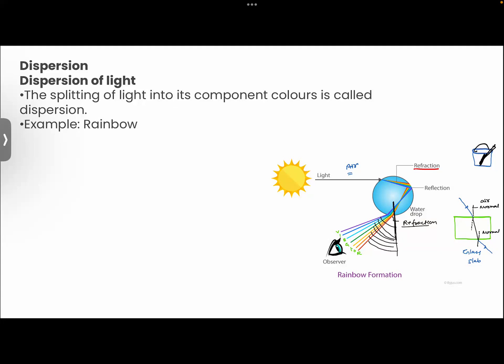Through a denser medium, refraction happens, and the white light splits into its seven component colors, which are violet, indigo, blue, green, yellow, orange, and red. Correct, correct.